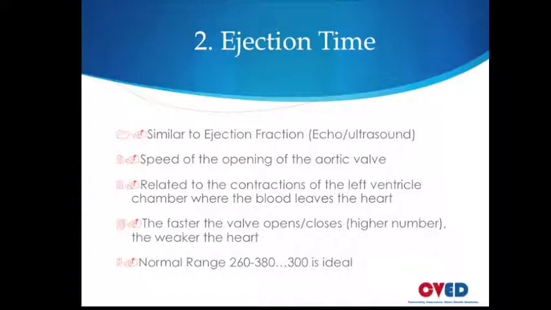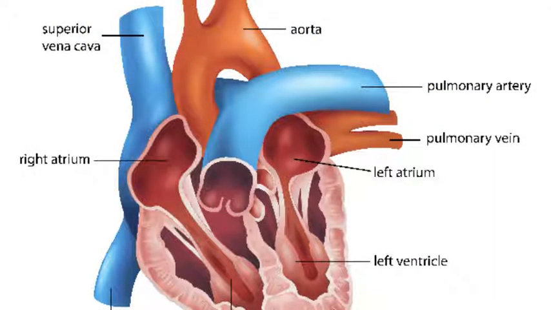Below the normal levels, when we're looking at ejection time, it could be hypertension, it could be high blood pressure, it could be hyperthyroid or anxiety. Now, if it's over 380, it could be aortic stenosis, which means blockage within the aorta. And of course, the aorta is the main artery of the body. And we want to determine whether there's a decrease in cardiac output. Because a decrease in cardiac output means that we have a weaker heart with a higher number.